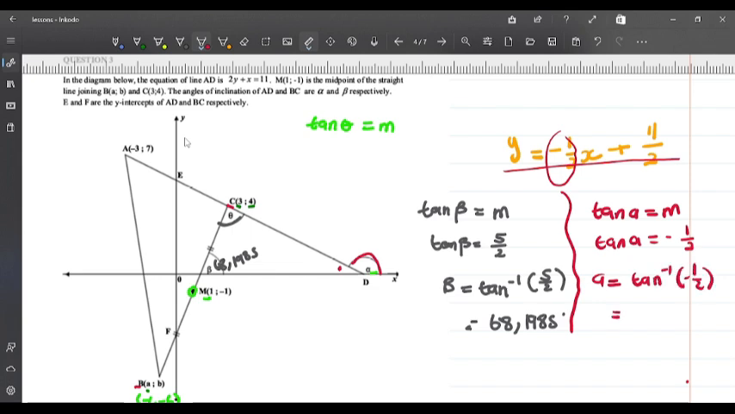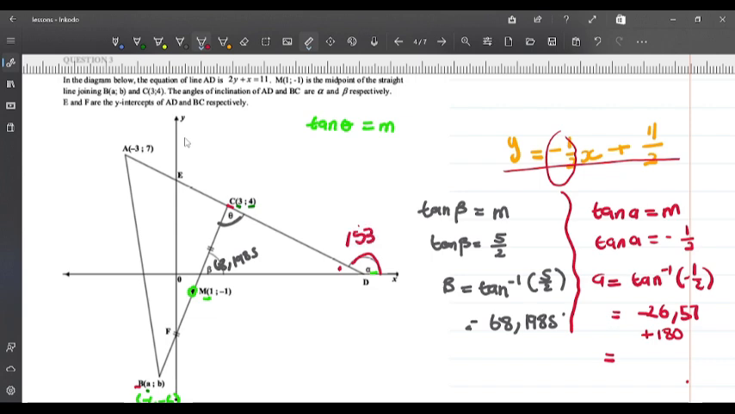Let me just quickly punch this into my calculator. The inverse of tan of negative 1 over 2. I'm going to get negative 26,57. Now, remember, whenever you find the angle of inclination and you get a negative angle, you must add 180 to your answer. So if I add 180, this angle of inclination would be equal to 153. So my angle of inclination is 153,43.